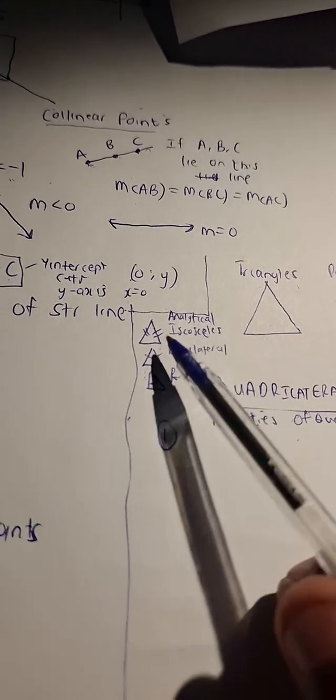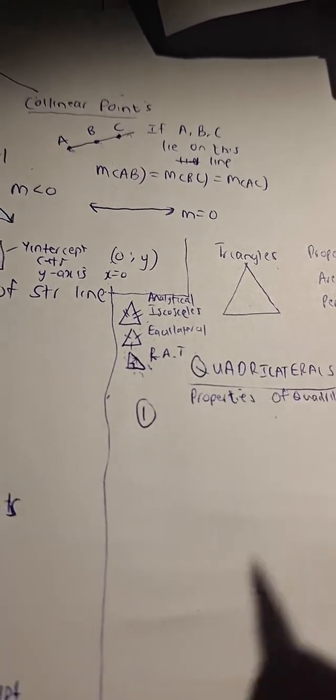That's why I'm saying to you guys, understand the different types of triangle. What type of triangle is this?